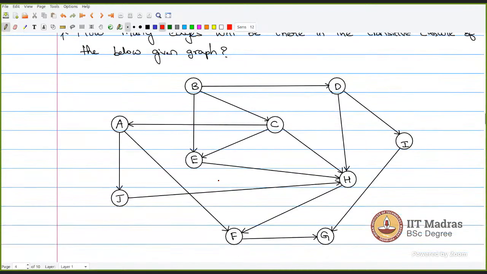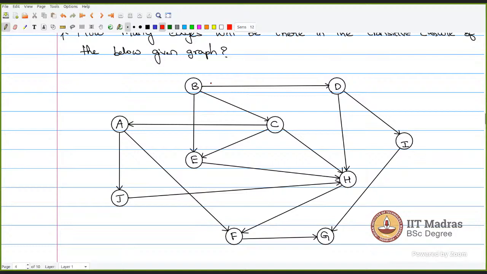So what you have to do? We have to add edges, correct? Yes. So you have to find the reachability graph, which is the transitive closure graph. You can start from any vertex. So let me start from vertex B. From vertex B, I can reach D. Also, there is a direct edge from B to D.